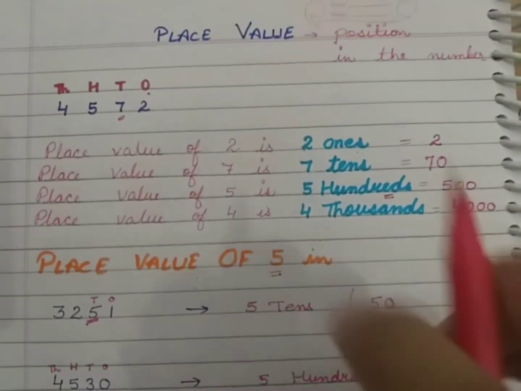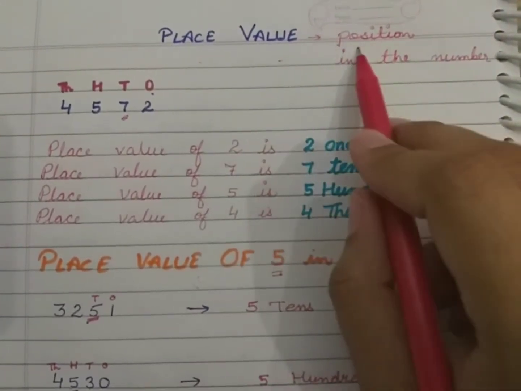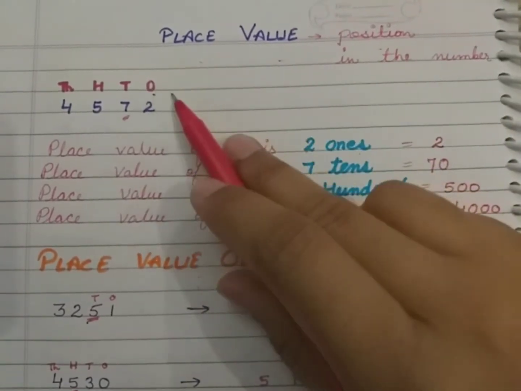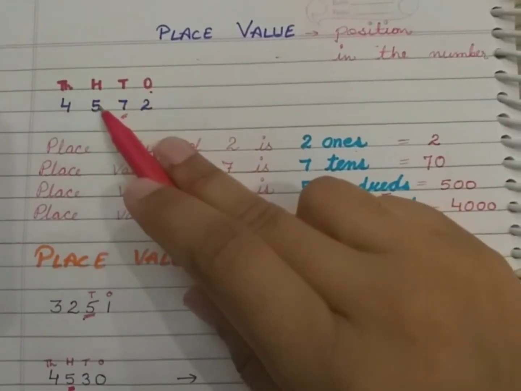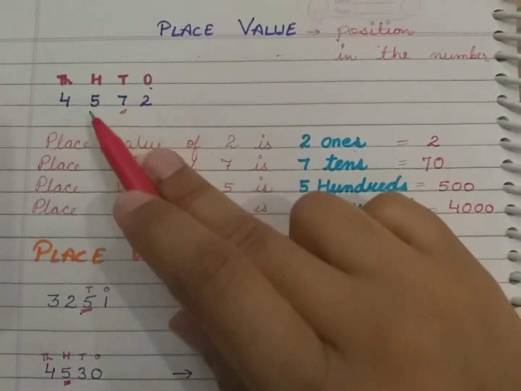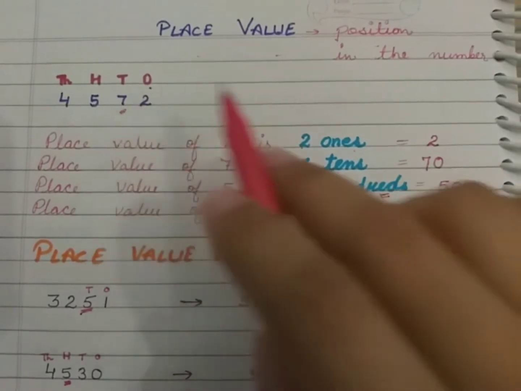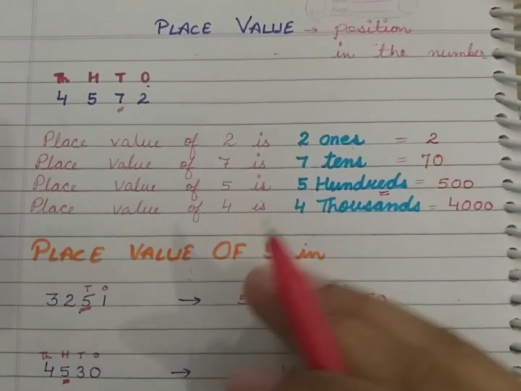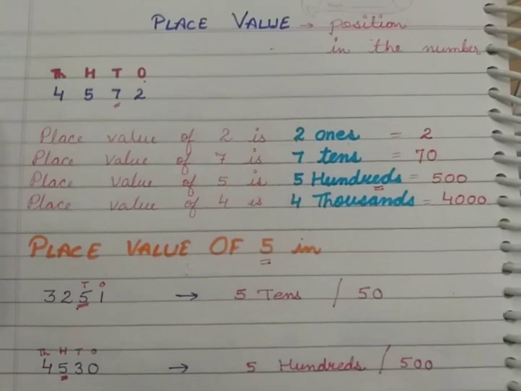So what did you learn in this? We learned that place value depends on position. It depends on position, whether it is ones, tens, hundreds, thousands. So whatever place it is, whether it is hundreds, tens, that we have to mention. So that will be the place value of that particular digit.